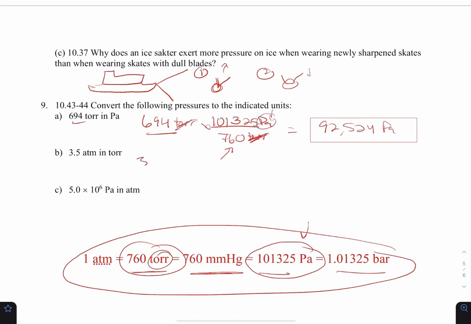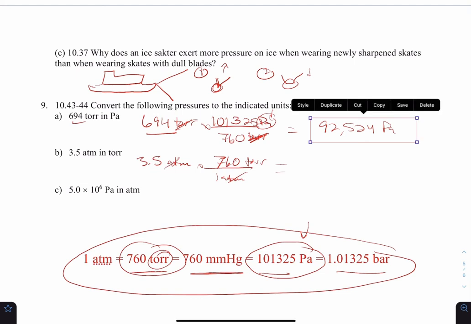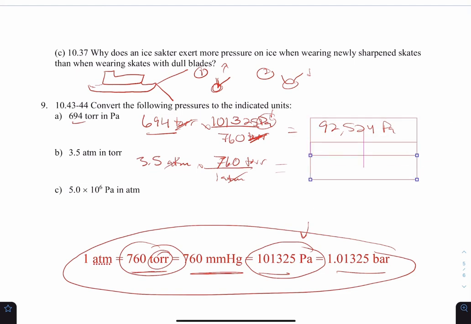So in the second example, we got 3.5 atmospheres. I'm going to put obviously 1 atmosphere here on the bottom, and then I'm turning this into torr, so I'm going to put 760 torr. This will end up becoming just kind of second nature to you, I feel like. You do this so often in Chem 105 that it becomes like another sense almost. If you do that correctly, you should get about 2,660 torr.